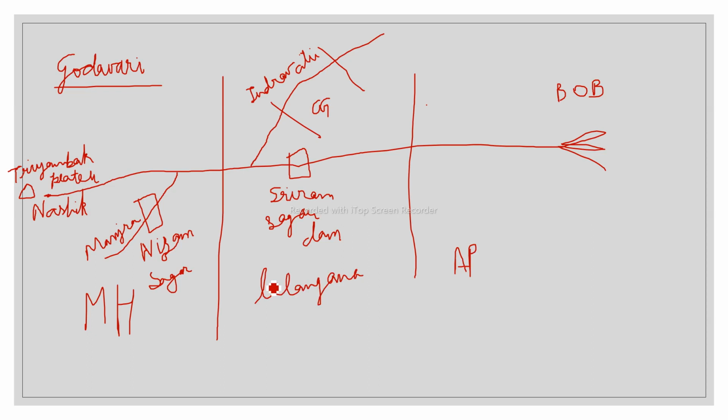Now we are coming to Andhra Pradesh. Now in Andhra Pradesh there is another dam here. The name of the dam is Polavaram. And then it is going to finally end up in the Bay of Bengal. So this is the course of Godavari. I hope this must be clear to you all.